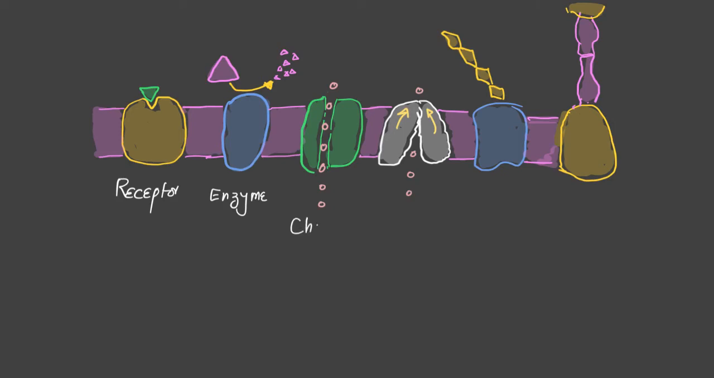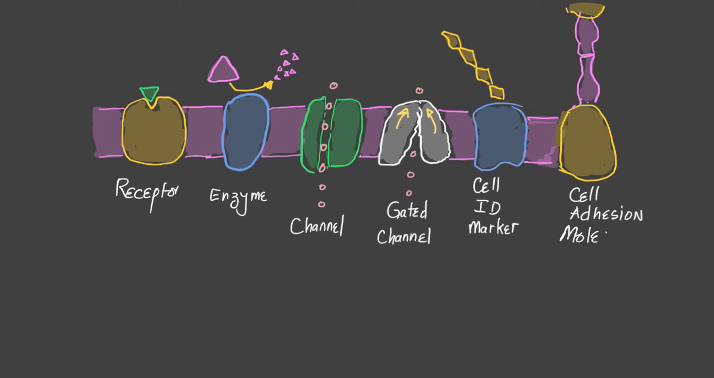The second protein is an enzyme protein. The third is a channel. The channel is always open. The fourth protein seen here is a gated channel, which means the channel can open or close depending upon the stimulation. The fifth protein is a cell identity marker with a carbohydrate chain attached to it. This allows cells that are similar to identify each other, and then the last protein, cell adhesion molecule, helps these like cells to stick together. We call this CAM, cell adhesion molecule.